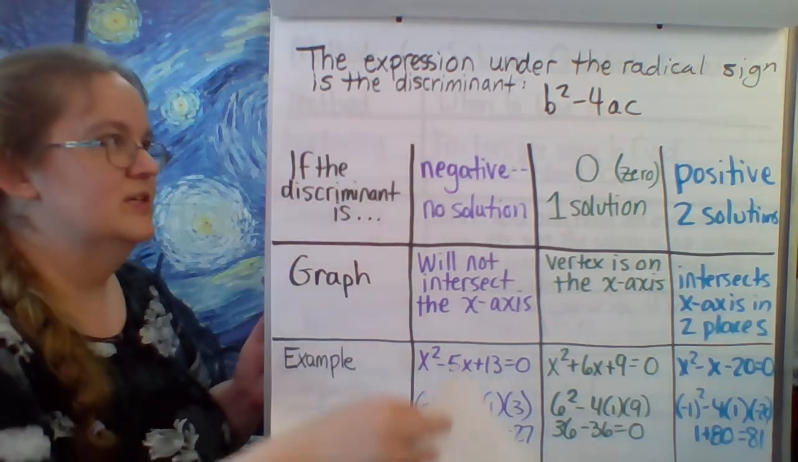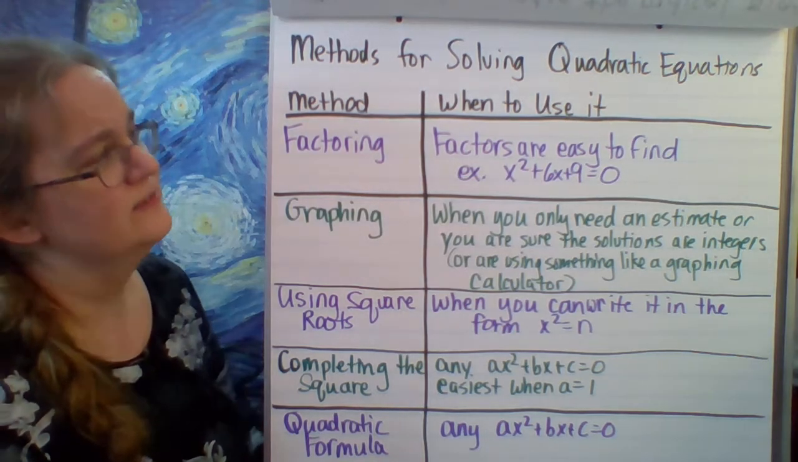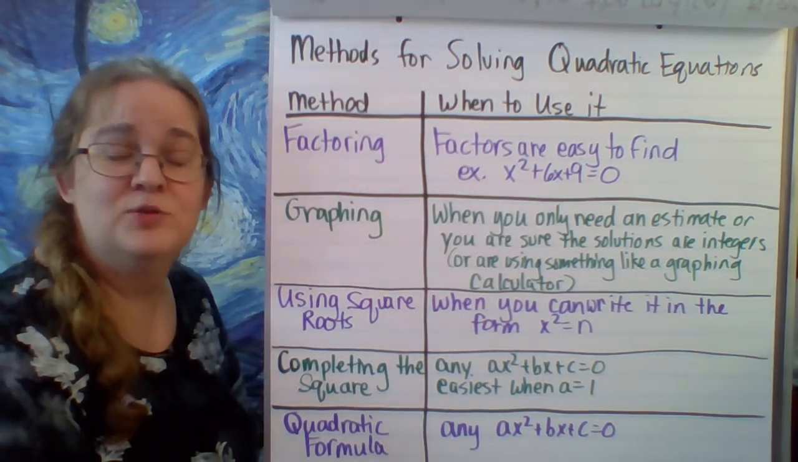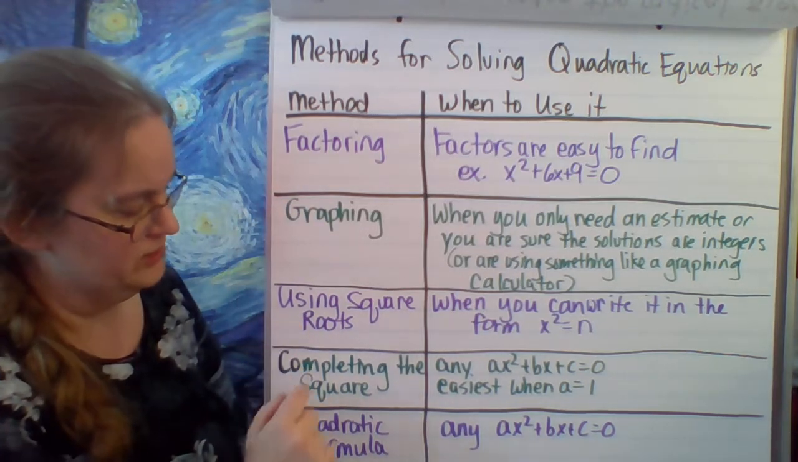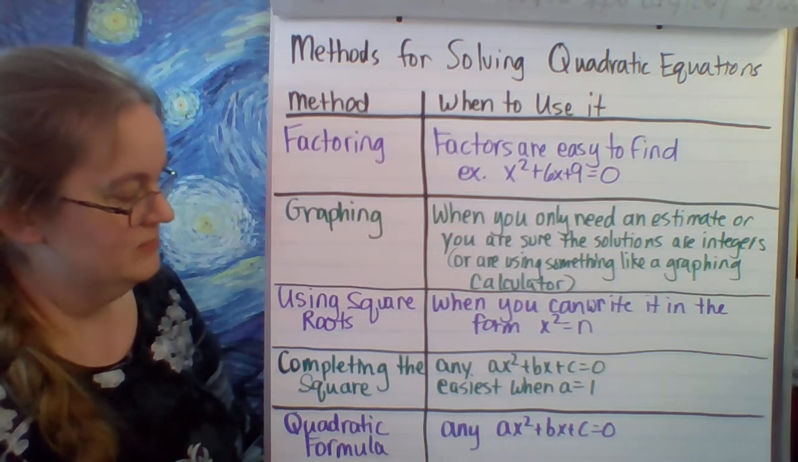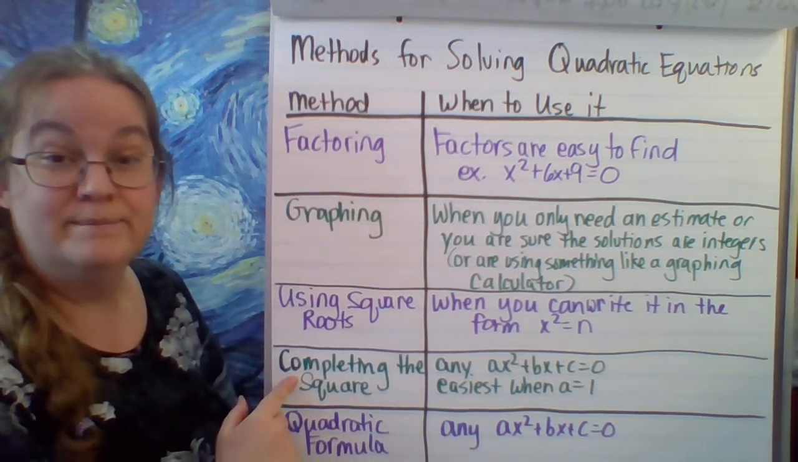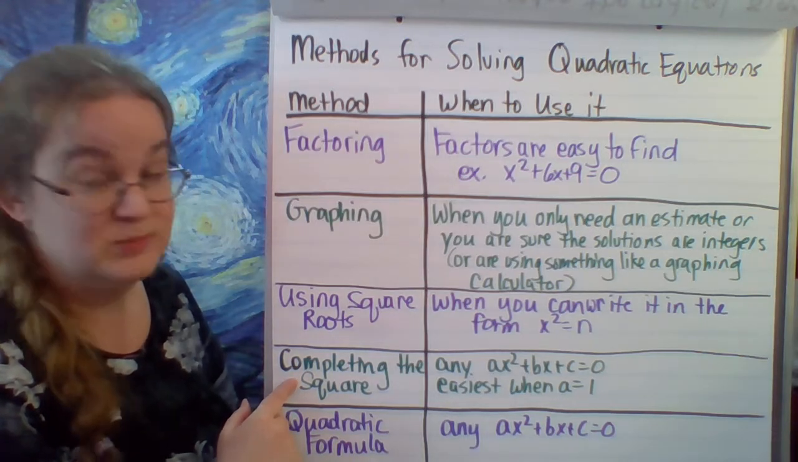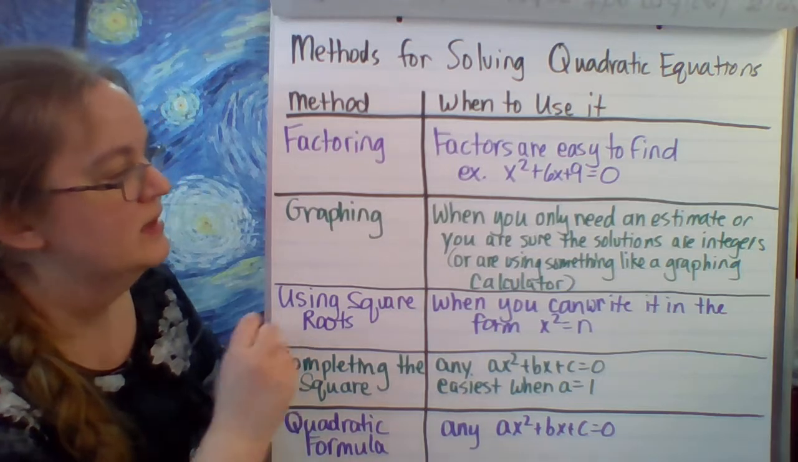Okay. So let's recap. You've got 5 different methods for solving quadratic equations. We can use factoring, graphing, using square roots, completing the square, or quadratic formula. Most of the time, you're probably using one of the ones in purple. Okay. Completing the square, if you're comfortable with that method, use that method. That'll actually come in handy later in math.